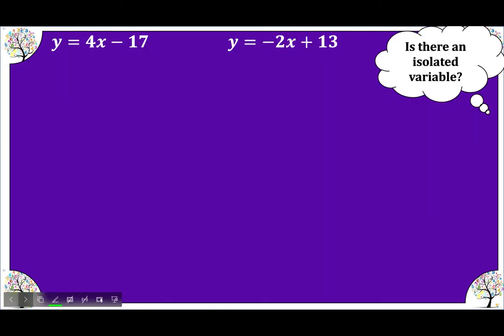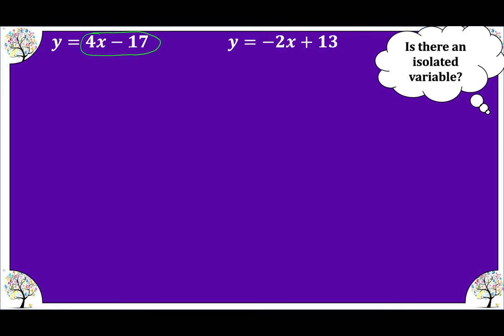So again, we're always going to ask, is there an isolated variable? If not, we'll have to do some manipulation before we can start using substitution. So here we have a system, and we do have an isolated variable, and actually both equations have y isolated. So we'll just use our first, y equals 4x minus 17.